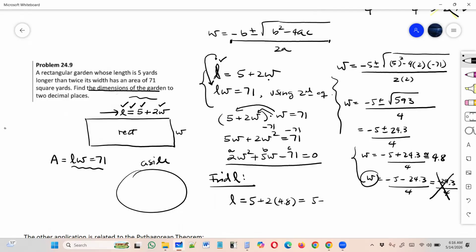All right, so this is 5 plus 9.6, which is approximately, what is it, 14.6? Okay.